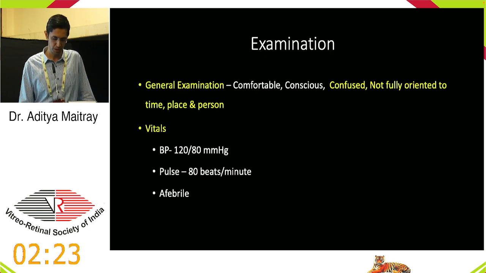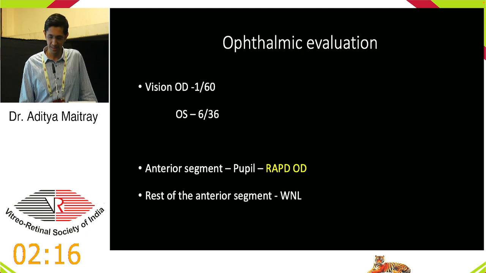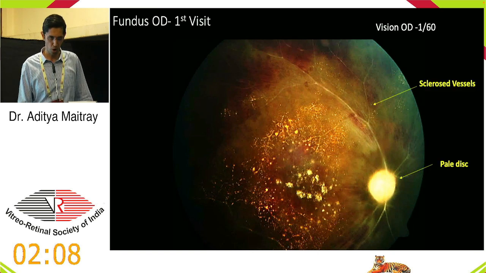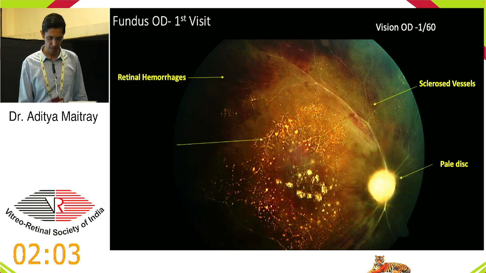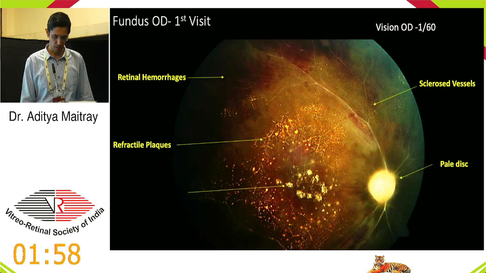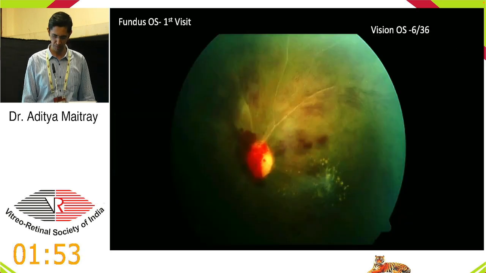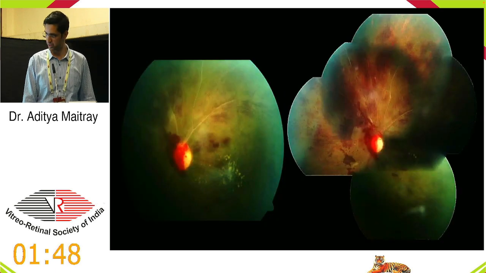When she came to us, she was conscious, but still appeared confused and not fully oriented, although her vitals were stable. Her vision was 1/60 in the right eye and 6/36 in the left eye. The fundus picture was very striking. The right eye, as you can see, showed a pale disc, sclerosed cord-like vessels, both arteries and veins, and multiple hemorrhages in all quadrants, with typical yellow punctate refractile deposits along the vessel cores and cholesterol deposits at the macula. This is the composite picture of the right eye. The left eye had a similar appearance with much more dense hemorrhages. And this is a picture of the left eye.